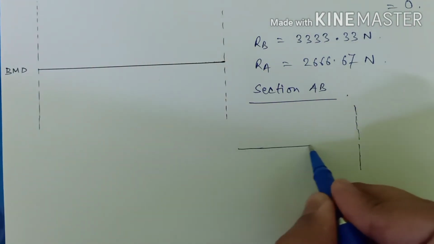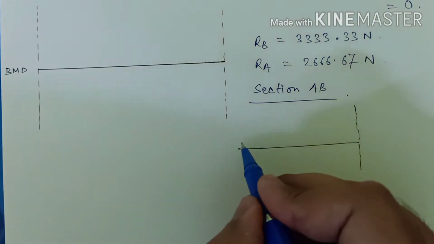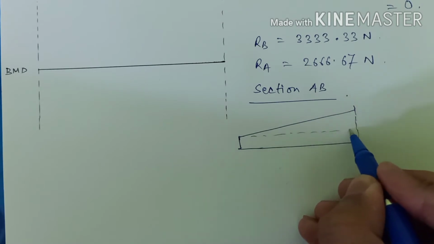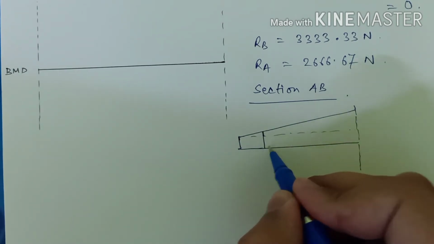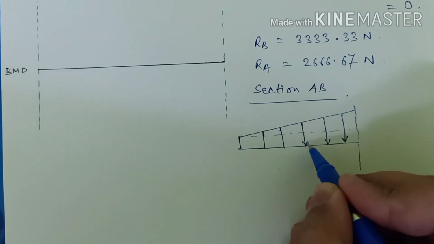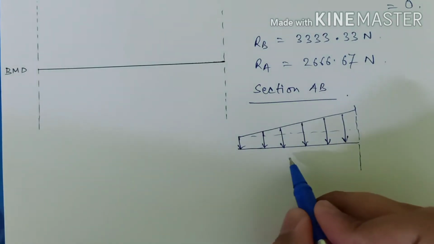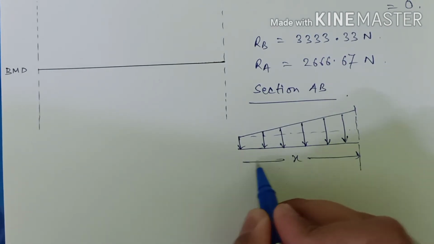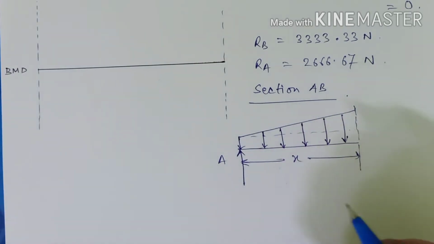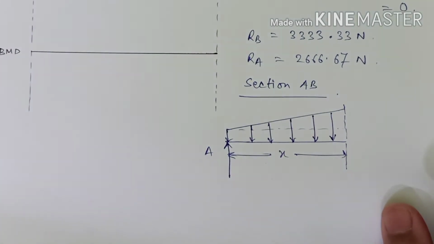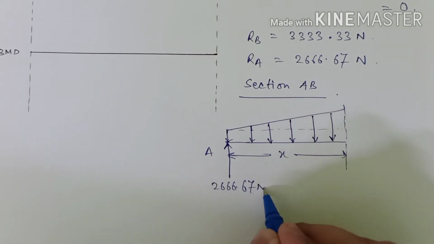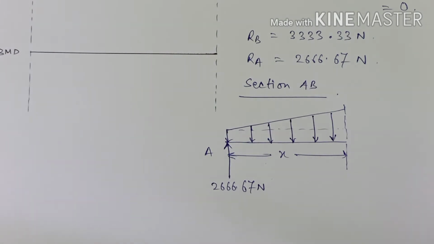Let me draw this section over here. This is my UVL as well as UDL. This section is at a distance of x from the origin. I'm considering the point A to be my origin. We have this force acting upwards, that is my RA, and I've already got the value of RA, that is 2666.67 newtons.